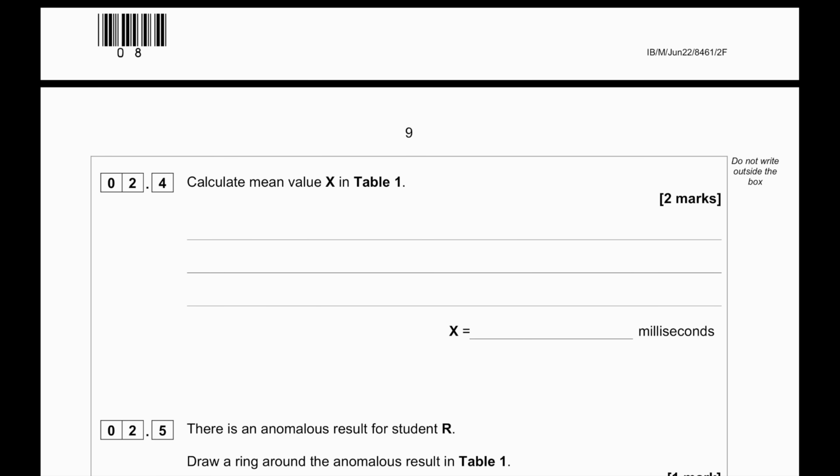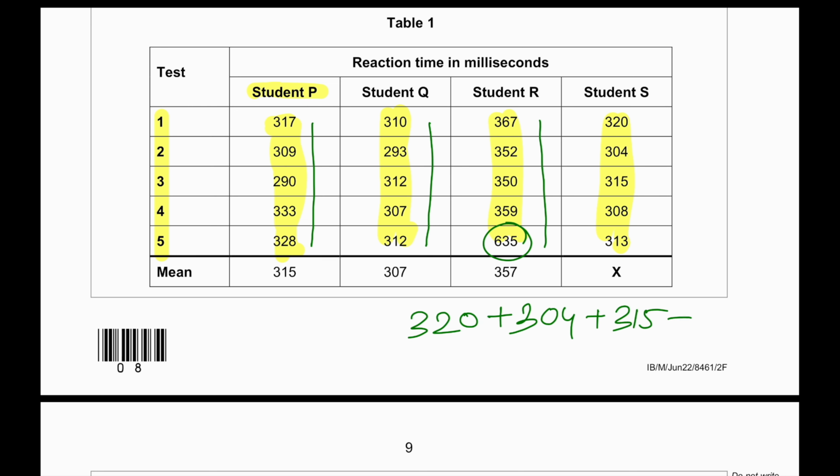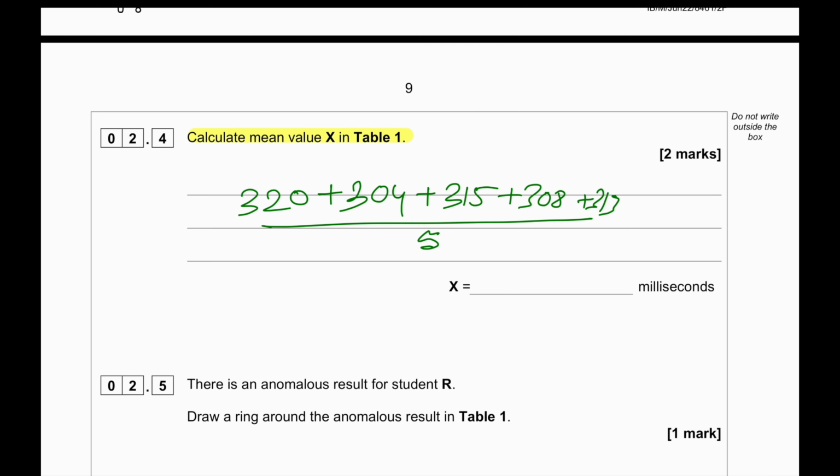The question says calculate the mean value of X in table 1. So to calculate the mean value, we will add up all of the numbers. Then we will divide it by the number of values, which is 5. So the answer comes to 312.